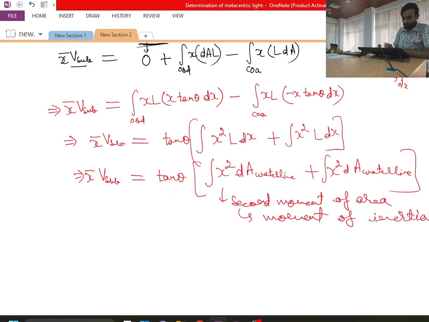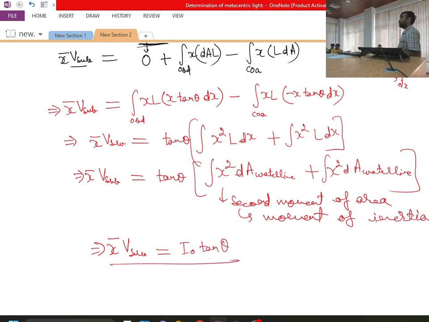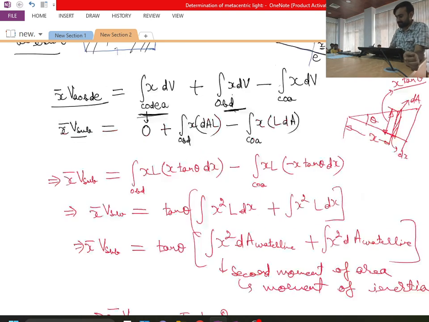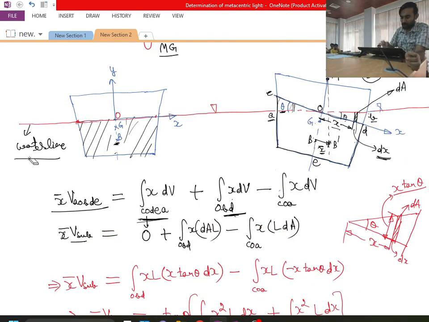So about point O, from here I can say that x bar into V submergence is nothing but tan theta into I naught. Point is clear? Here it is very, very important to know what is I naught. I naught is nothing but area moment of waterline area moment of inertia about tilted axis. If you are considering the tilted geometry, then tilted axis, for normal situation, this axis.